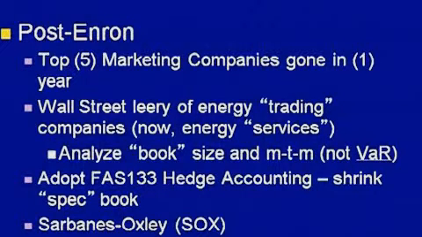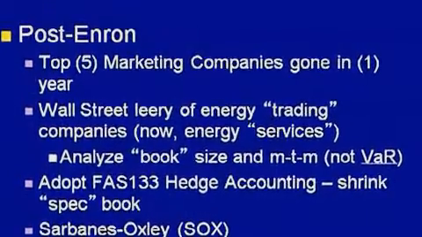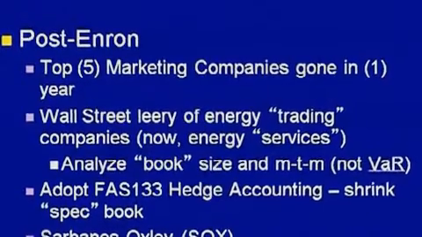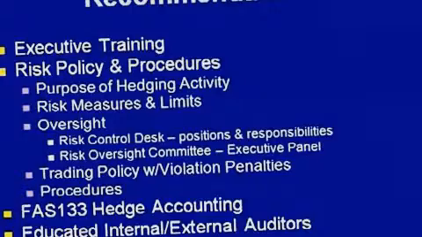Companies started to adopt FAS 133 hedge accounting, which shrunk the spec book because hedge accounting allows you to take a financial derivative that's truly a hedge, and basically those two balance each other out in terms of your open positions. The remaining positions in your book are speculative. And then, of course, Sarbanes-Oxley was adopted, which created a massive amount of reporting for companies who are publicly traded and dealing in financial energy derivatives.